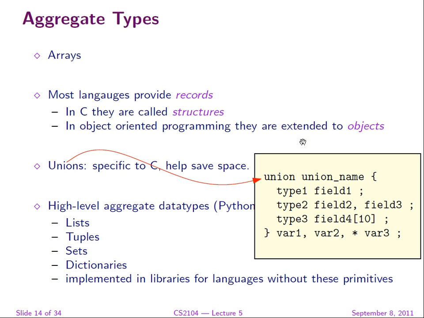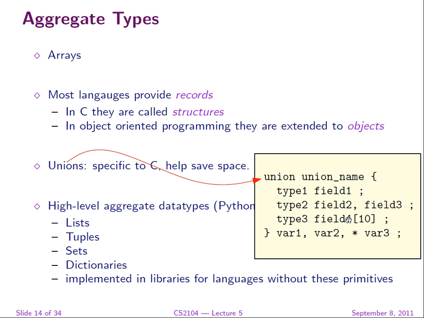A union has similar syntax, just that all these fields share the space. So if you assign to field 1, the values of field 2, field 3, and field 4 will change. If you assign field 2, the values of field 1, field 3, and field 4 will change as well. So it's just a little gimmick to allow the programmer to save space, which is generally useful in embedded systems and in operating systems, not so useful in application programming.